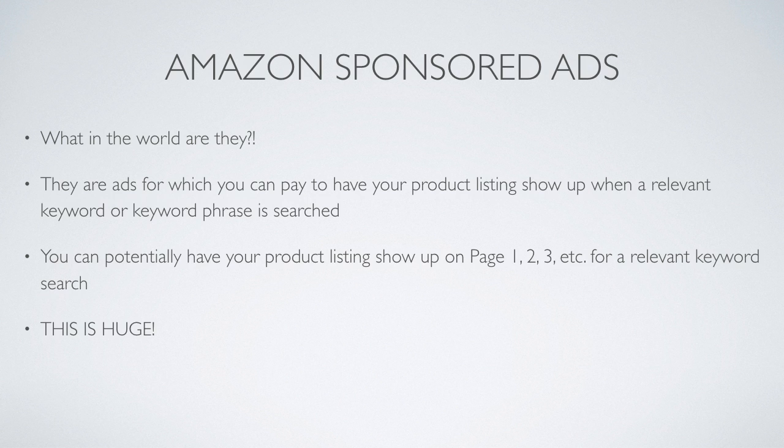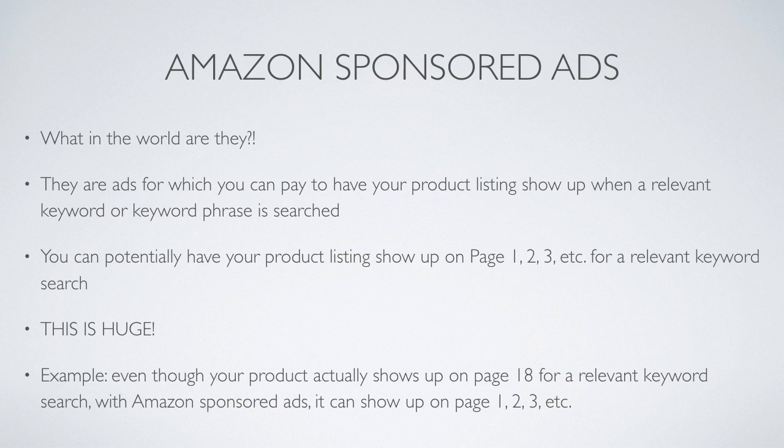So this is amazing. This is huge because even though your product listing might actually show up on, let's say, page 18 or page 25 or 30 for a relevant keyword search, with Amazon sponsored ads, it can actually show up on one of the first few pages, one of the top pages, like 1, 2, 3, 4, 5, right? So this is extremely crucial and very, very beneficial to you just starting out on Amazon selling your product.